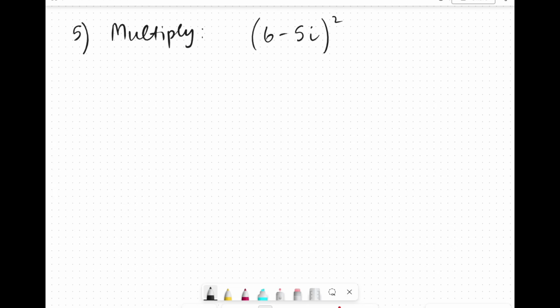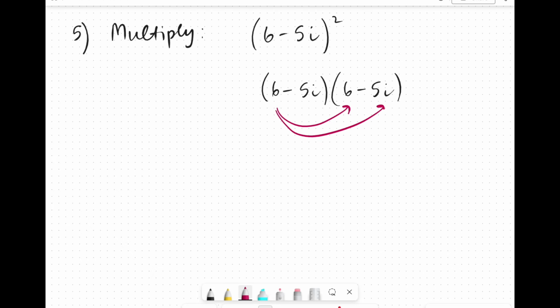This question here is asking you to multiply a complex number by itself. 6 minus 5i times itself. We'll go ahead and take the 6 and distribute it into the second binomial first. We will then repeat this work with -5i.